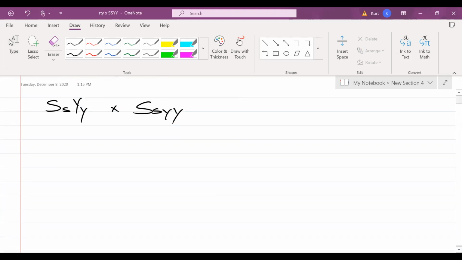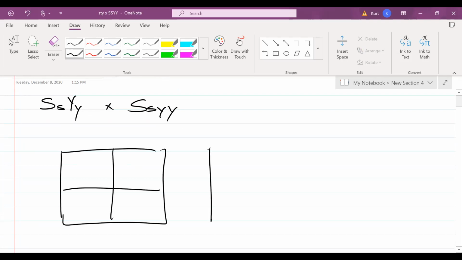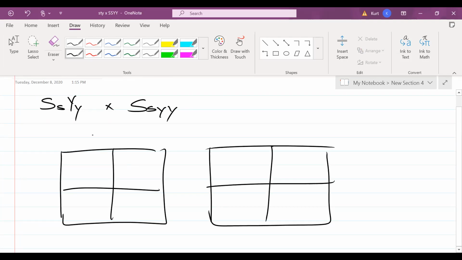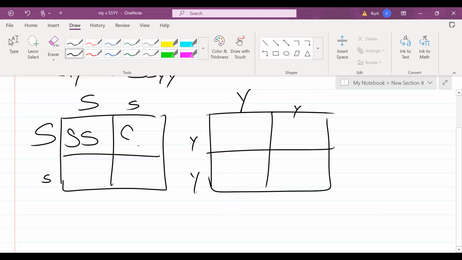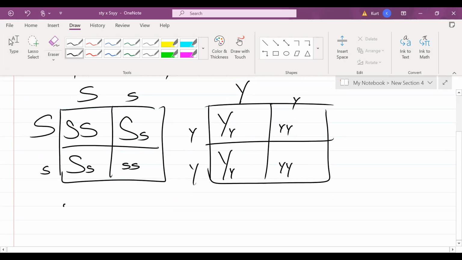Now, in this class, I want you guys to work smarter, not harder. So rather than do a big dihybrid cross, do two monohybrid crosses. We need to determine the frequencies. So we'll have one monohybrid cross for height, and the other monohybrid cross for color. According to these outcomes, 75% are going to be tall, 25% are going to be short, 50% are going to be green, 50% are going to be yellow.